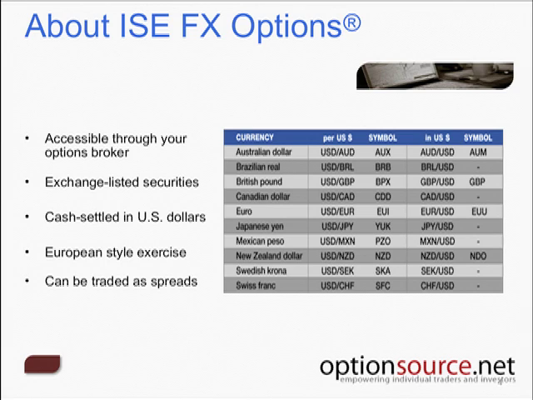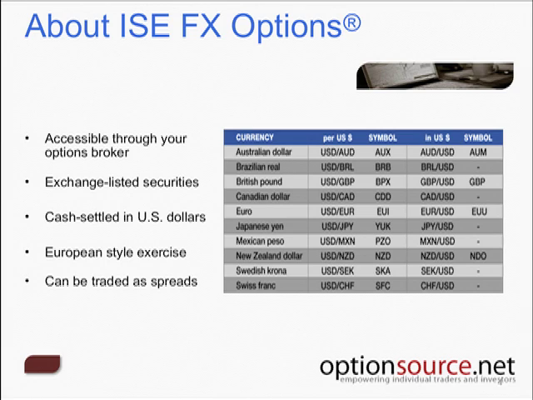The other interesting characteristic is that these options are in fact cash settled in U.S. dollars. So there's actually no underlying product to deliver or to receive delivery of. The settlement of the option contracts is essentially based on the difference between, of course, the strike price that you've selected and the settlement value of the particular pair.